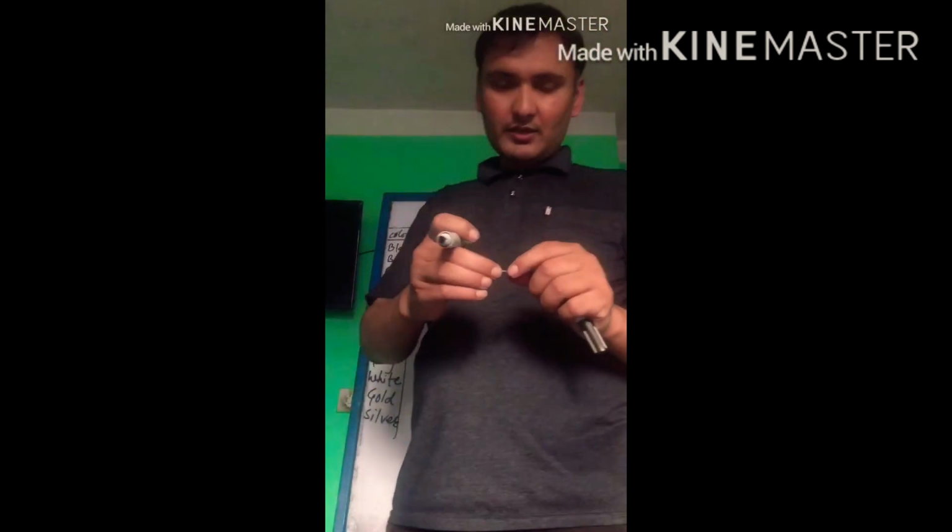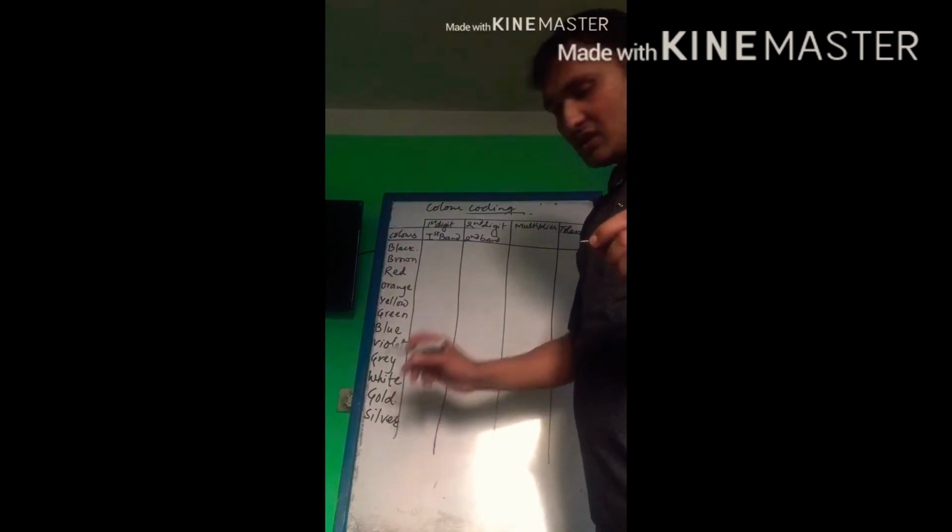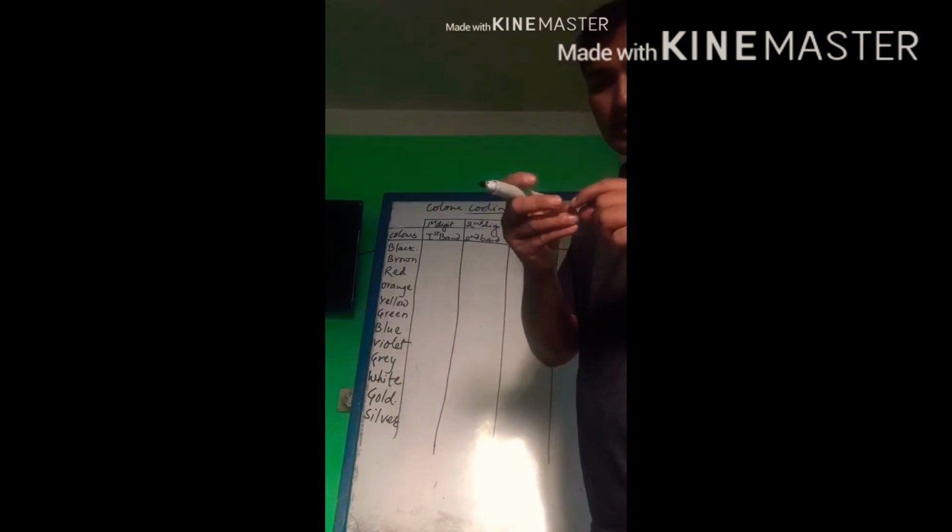So you have seen it here. Here you can see gold or silver. Gold and silver should be placed on the right hand part, and catch it in this manner.